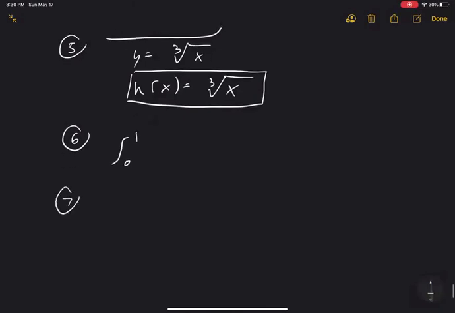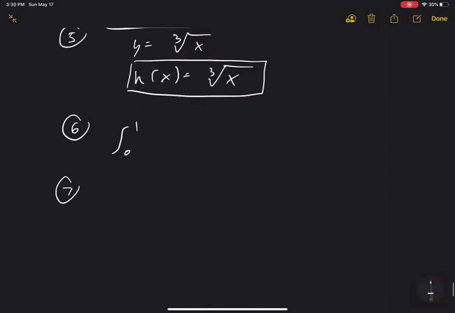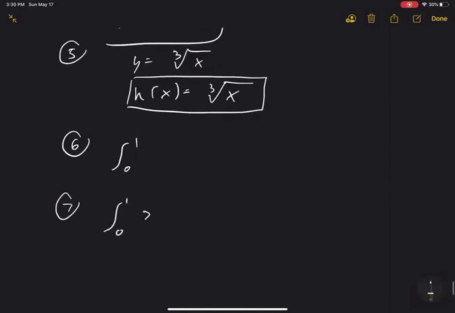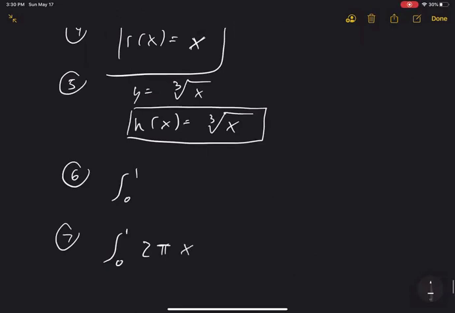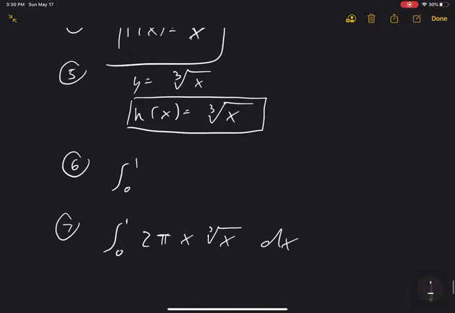Step 7. Okay, now I've got all the information I need to form my integral. So my bounds are 0 to 1. I got my 2 pi. I always have my 2 pi. What else do I need? I need radius, height, and then dx, dy, whatever the appropriate d is. So we said our radius function was just x. My height function is cube root of x. And then I have my dx because I'm integrating in terms of x. So this is my integral.